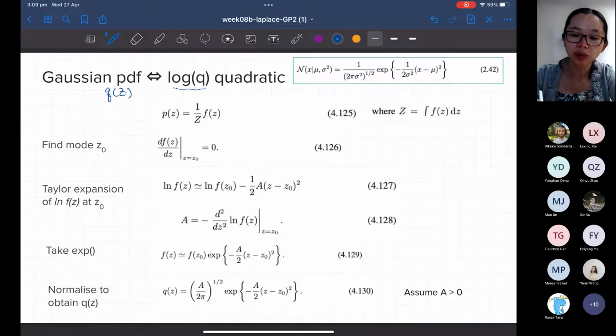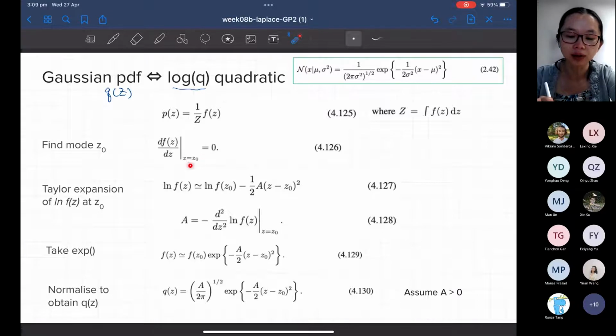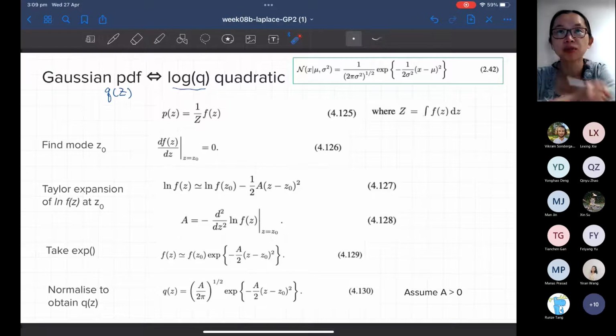And we already said we would like to have the mode, or maximum, of the two PDFs match. So let's first find it. Let's assume there's a Z0 where the local gradient, when we differentiate F of Z with respect to Z, is 0. And now let's use another familiar tool, Taylor expansion from calculus, and expand log of F of Z at the point Z0.